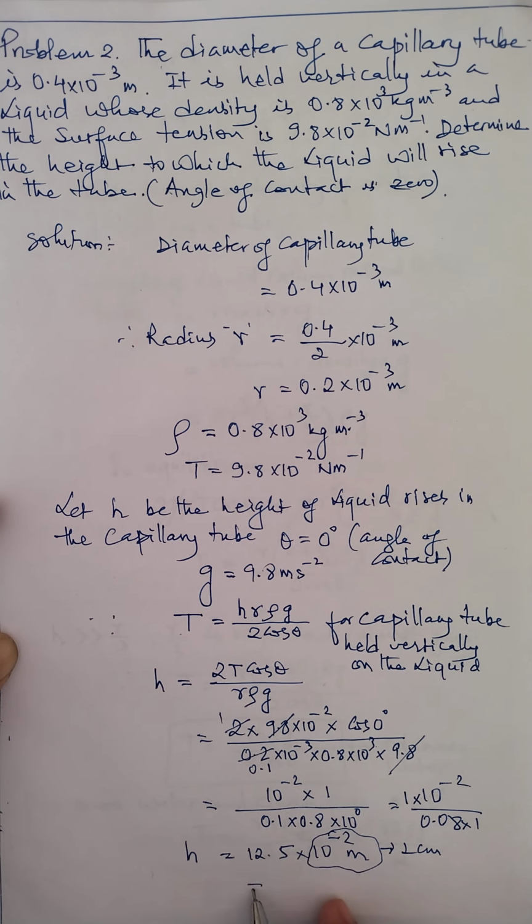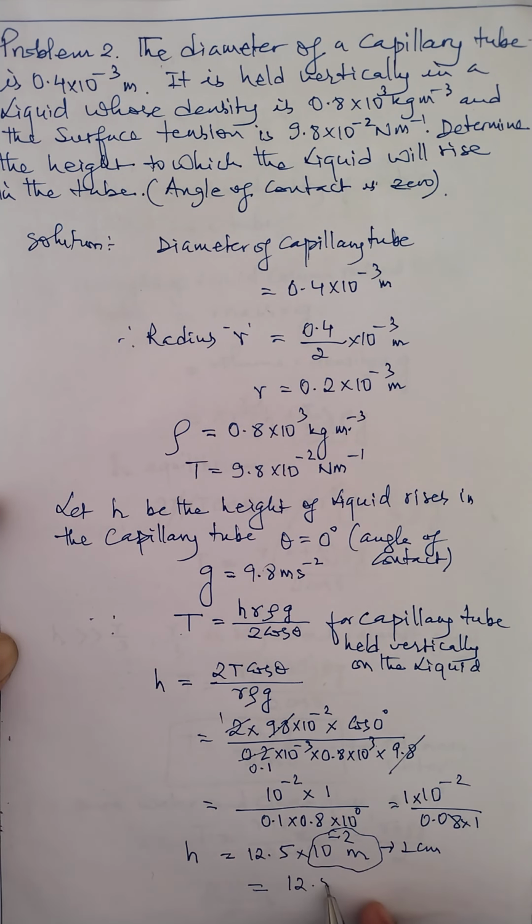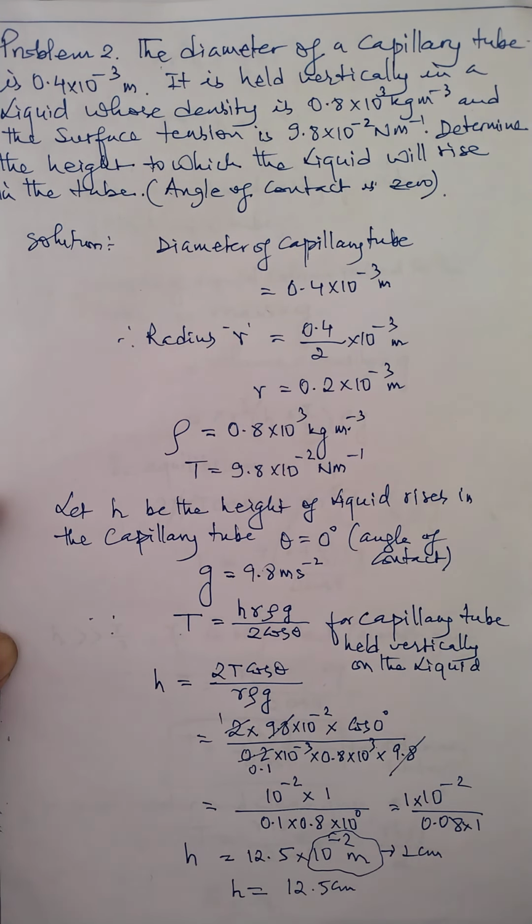So finally the height will be 12.5 centimeter. That means up to what height does the liquid rise in the capillary tube, when that tube is held vertically inside the liquid? That is 12.5 centimeter. This capillary rise, the liquid which rises in the capillary tube, is also due to what? The surface tension of the liquid. So h equals 12.5 centimeter, and it is due to the surface tension of the liquid, and also due to the size of the tube. Okay, so this is problem number 2.